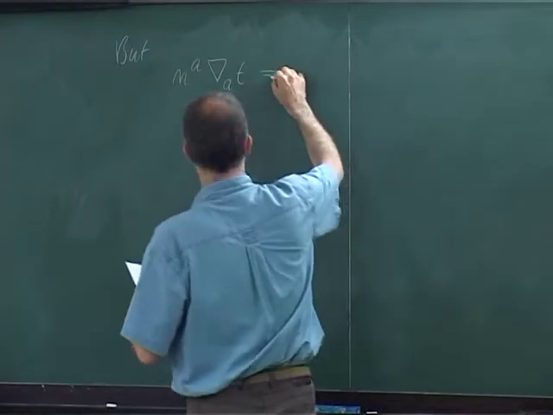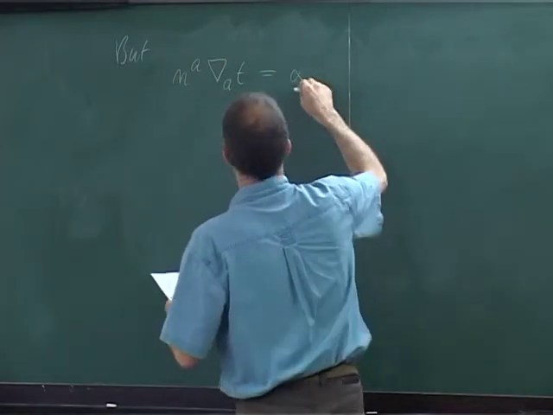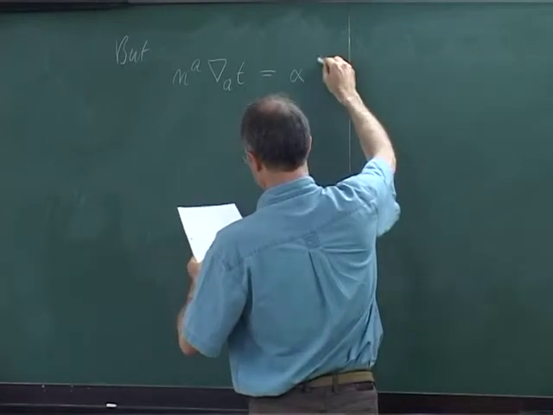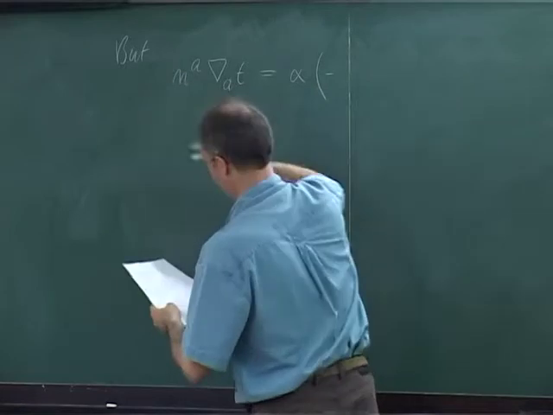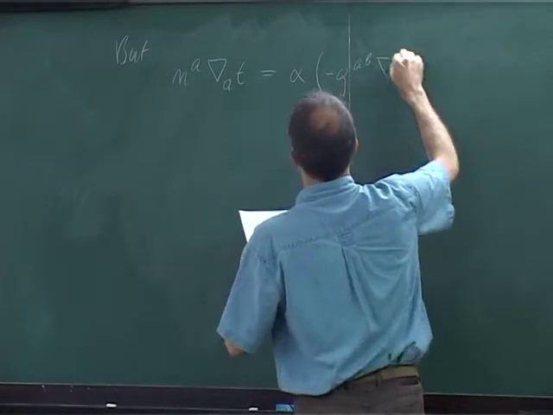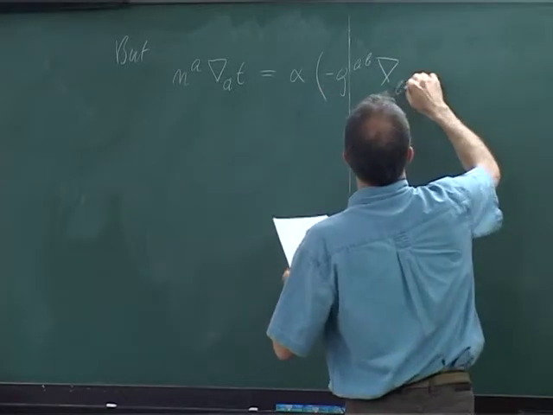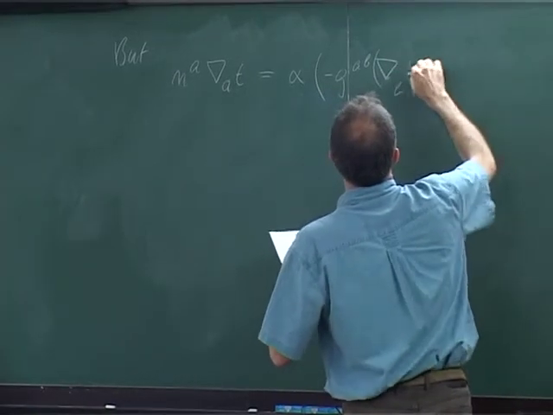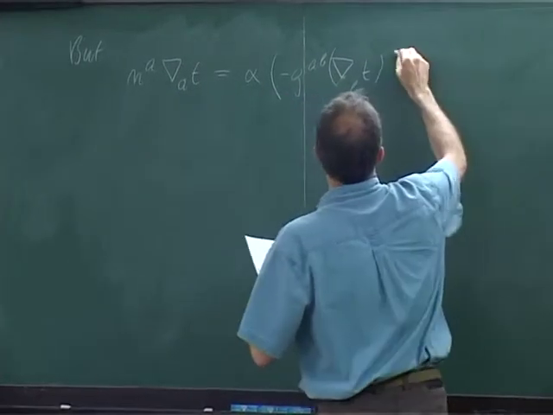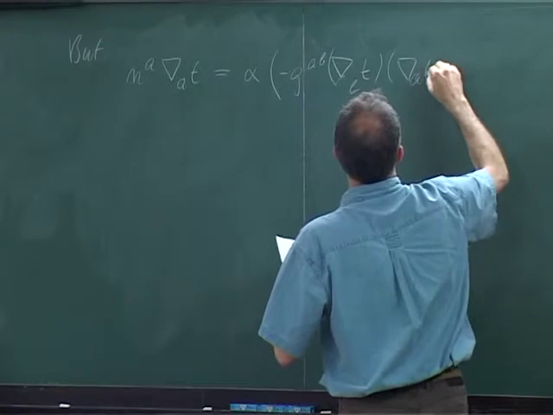And we can work that out. Well, that is alpha times, and am I doing that right? Yes, I think I am. Alpha times minus, the alpha comes from the NA, times GAB times nabla T, that is the N part, okay? But now I still have the nabla T, AT here.